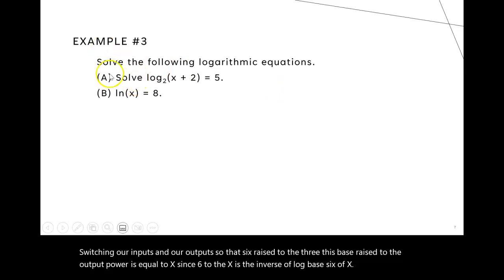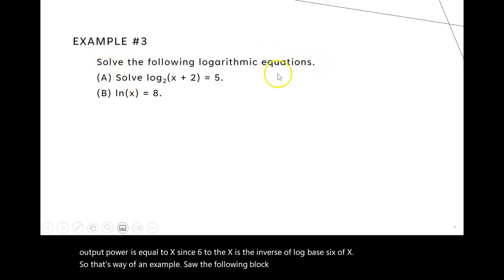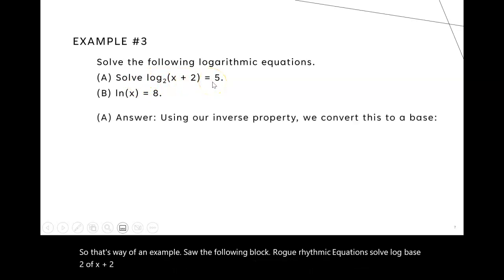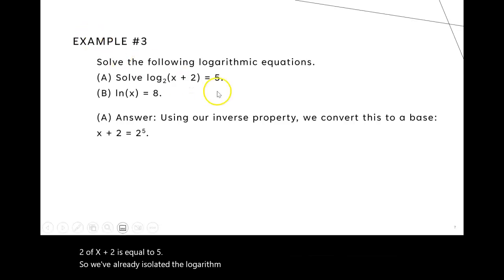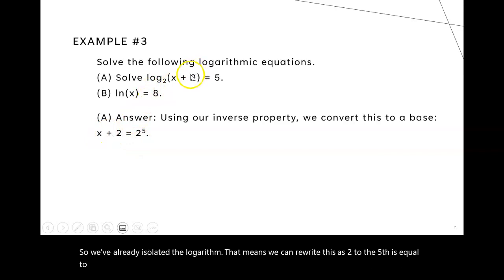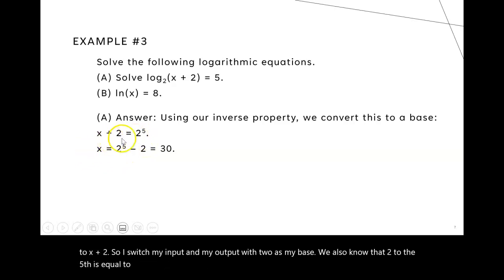So as a way of an example, solve the following logarithmic equations. Solve log base 2 of x plus 2 is equal to 5. So we've already isolated the logarithm. That means we can rewrite this as 2 to the 5th is equal to x plus 2. So I switch my input and my output with 2 as my base. We also know that 2 to the 5th is equal to 32. And if I subtract 2 from both sides, I find out that x is equal to 30.